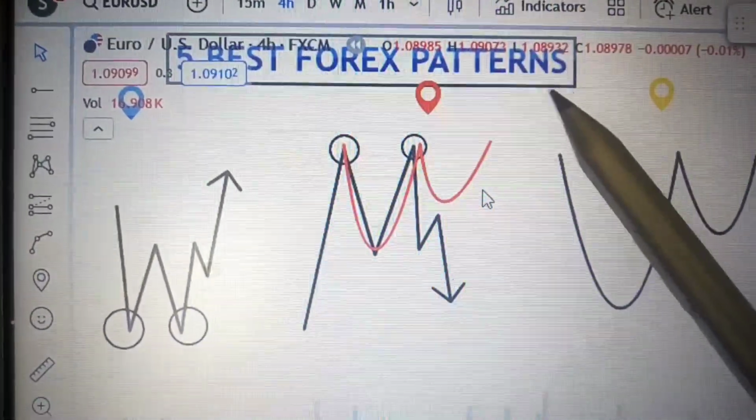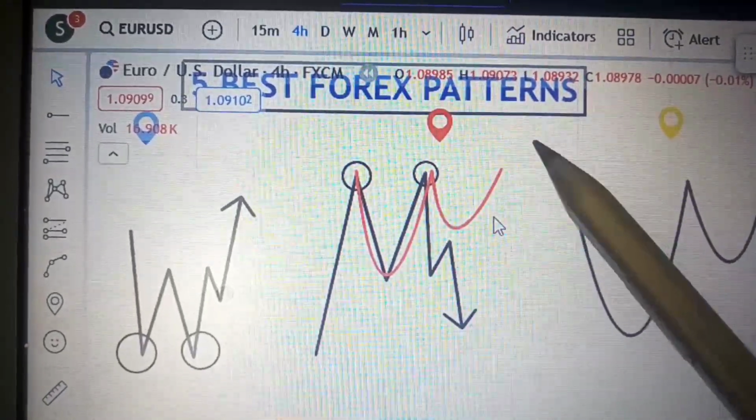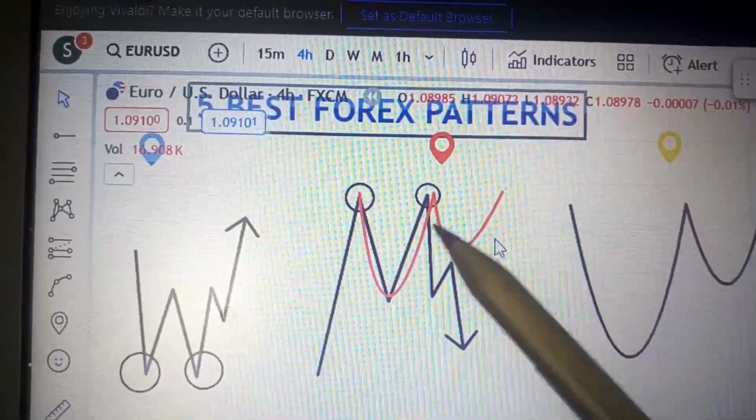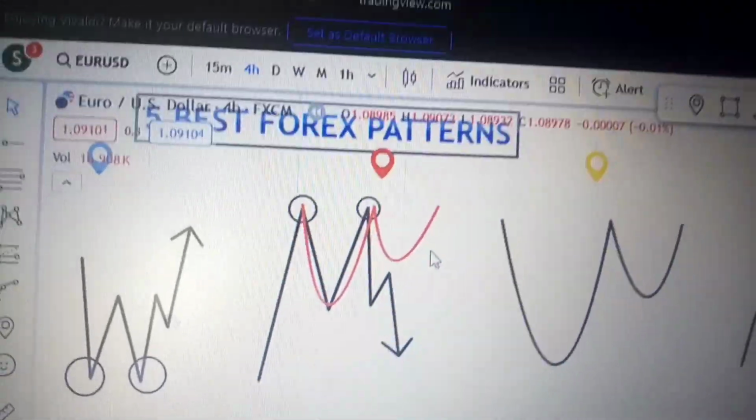I hope you understand, but I will look for a detailed video to explain to you, but at least that is how a cup and handle looks like.